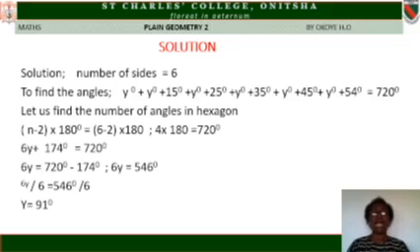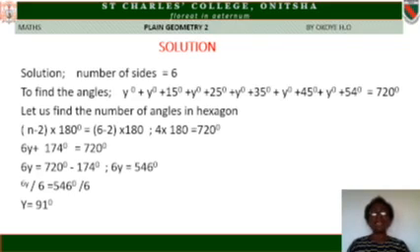And what is our n? We say that n is 6, which means 6 minus 2 is 4. 4 times 180 is 720. So we write all the angles and equate it to 720 degrees. When we add, we have 6y, and 15 plus 25 plus 35 plus 45 plus 54 is 174 degrees. That is 6y plus 174 degrees equals 720 degrees.